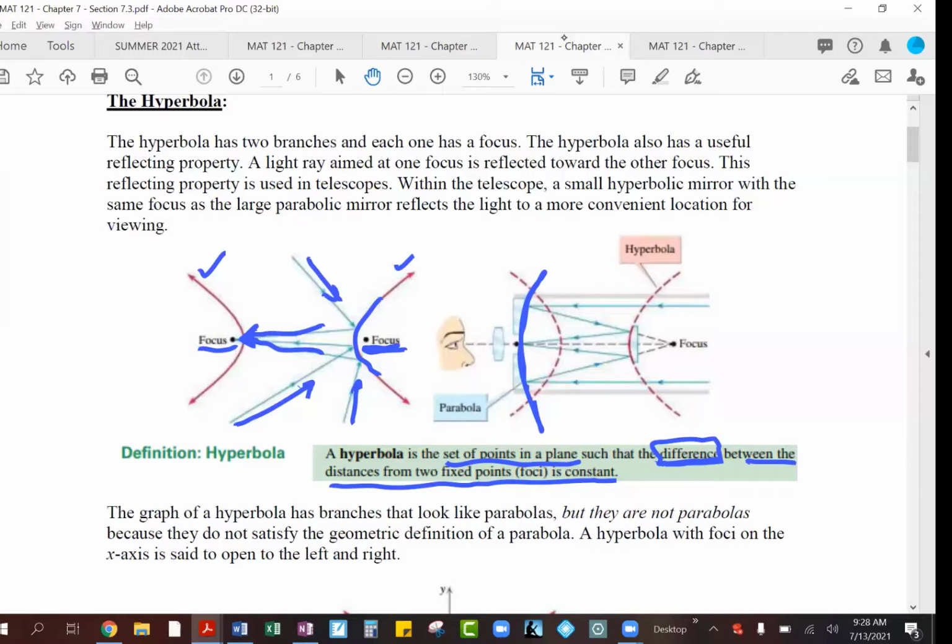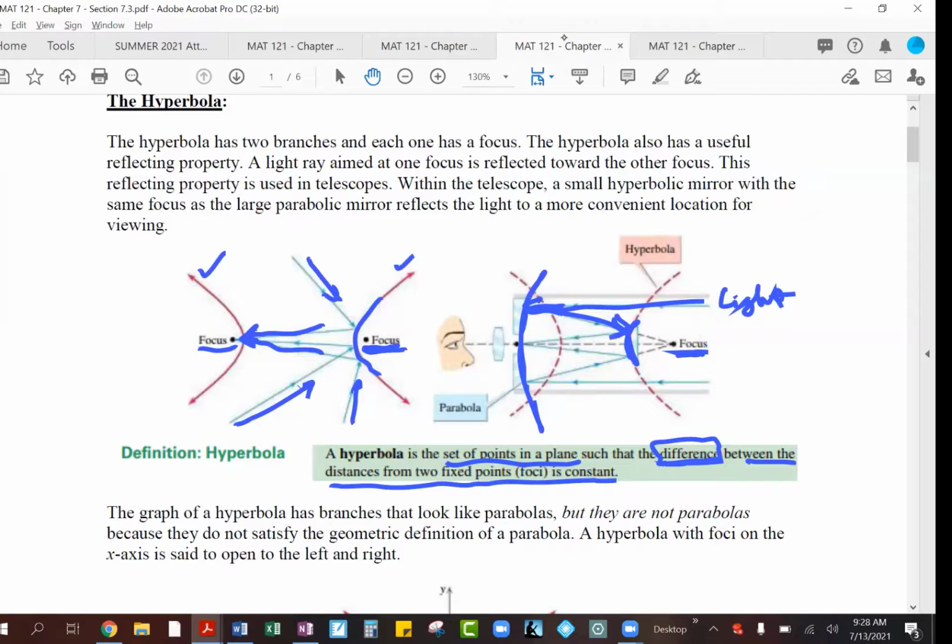And you can see the idea is, again, this is your light coming from the distant planet. It's going to bounce off the parabolic surface. This is the focus for the parabola. So once it bounces off this parabolic mirror, it's headed towards this focus. But right before it gets to the focus, we put a hyperbola over here. So this is a hyperbolic mirror. It's going to block it off and it's going to stop right over here.